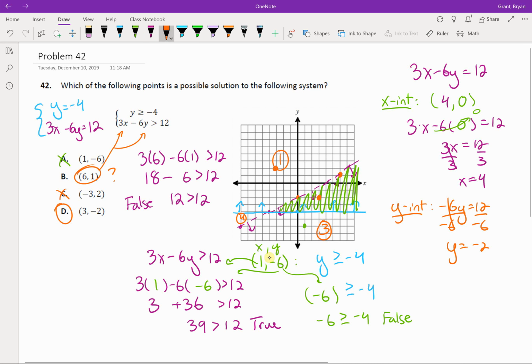Now, if the point had landed on the blue boundary line down here, we'd be good to go because blue is solid. We're allowed to be equal to that. But it didn't. It landed on this upper one, which is not a good point, and therefore we find our final answer is D.